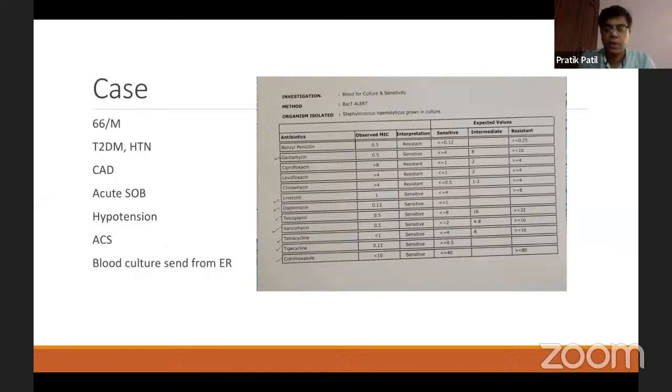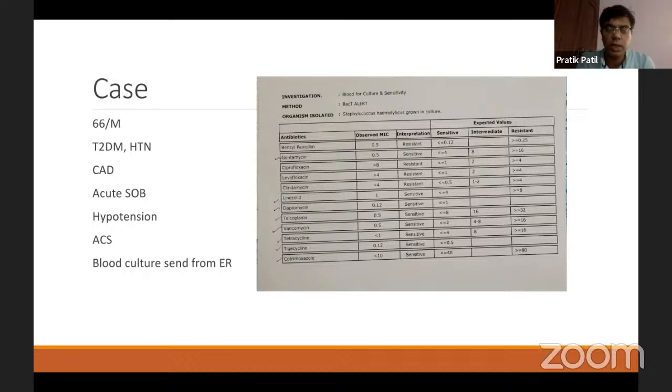After 48 hours, this is what the culture grew. As you can see, this is a blood culture sample, and the organism grown is Staphylococcus hemolyticus. If you read further, it is resistant to the penicillins, quinolones, even clindamycin, but sensitive to linezolid, daptomycin, vancomycin, teicoplanin, and the tetracycline group of drugs, including cotrimoxazole. Now, the first thing is whether it's a true pathogen or not.